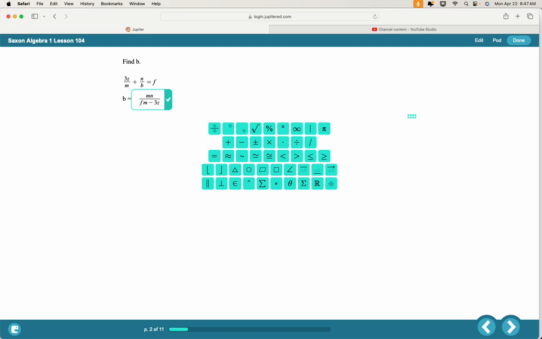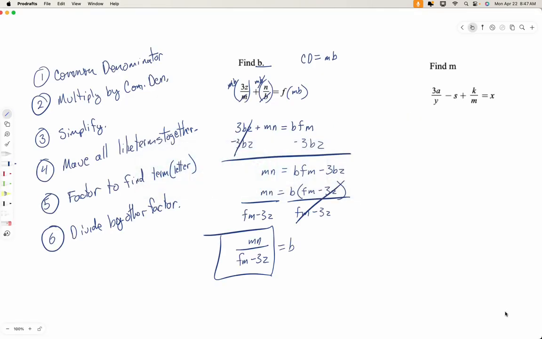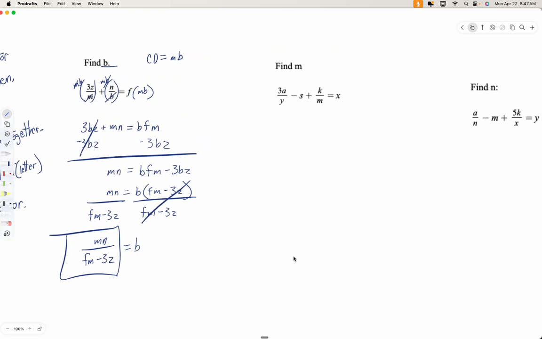All right, so you can see how we do it. We do it the same way every single time. We do these 6 steps. What's our common denominator? Multiply by the common denominator and simplify. Move all of the terms together that we're looking for, and then we factor to find the one we're looking for. Then we divide by the other factor to leave the one we're looking for by itself on one side. So let's do that again over here.